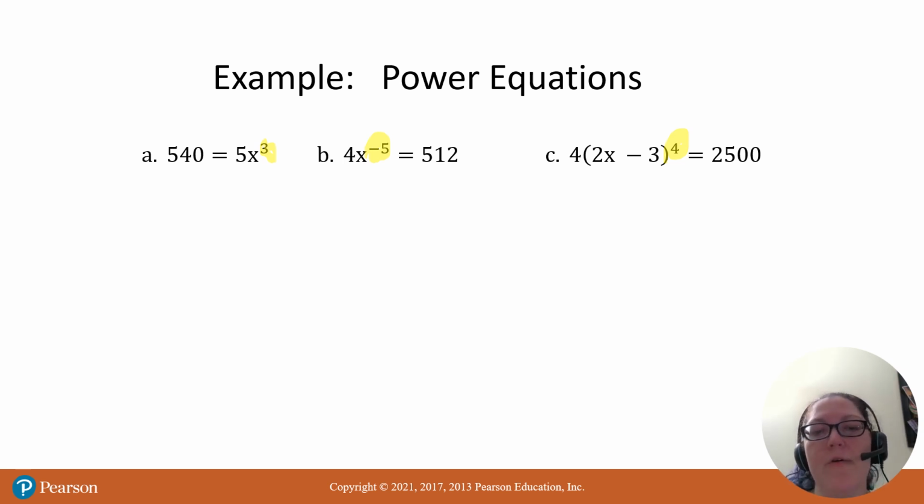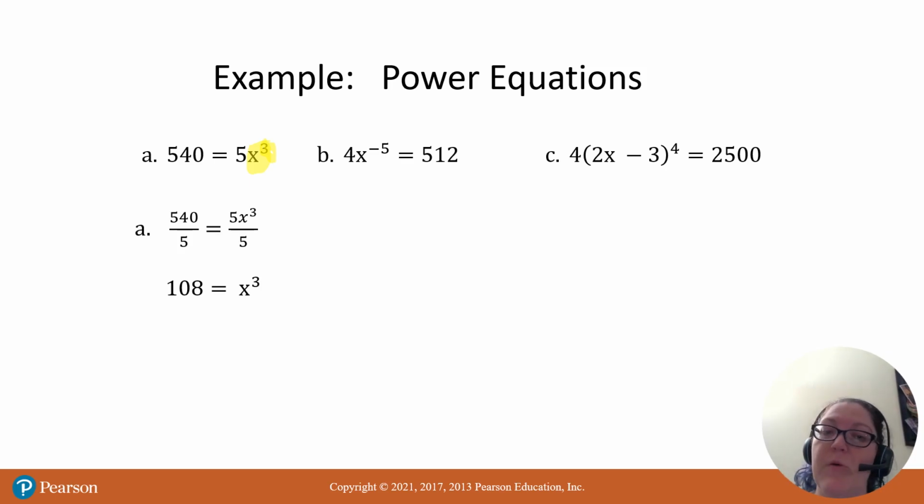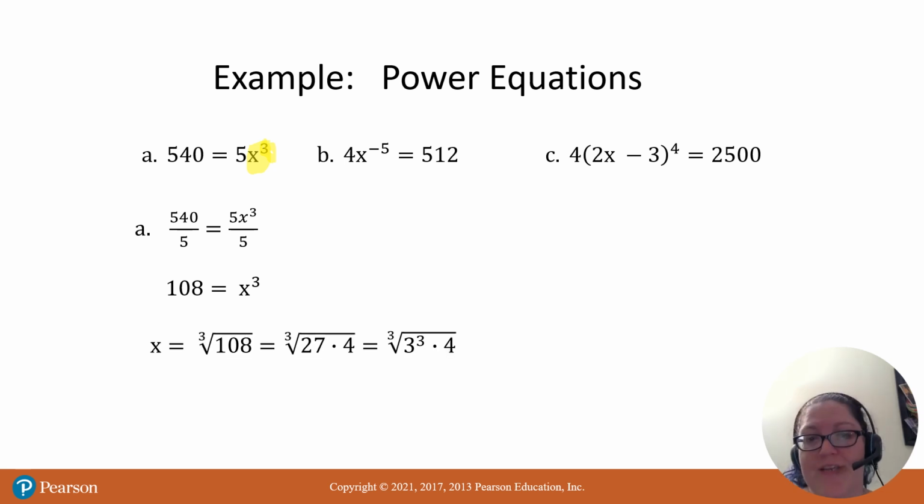So with my power equations, let's start with a. The first thing I want to do is isolate the power and the variable that the power is being raised to. Anything that is not inside the power, like that 5, needs to move. And we do everything by opposite operations. So I'm going to divide both sides by 5. That's going to give me 108 equals x to the third. And at this point, I want to take a cube root.